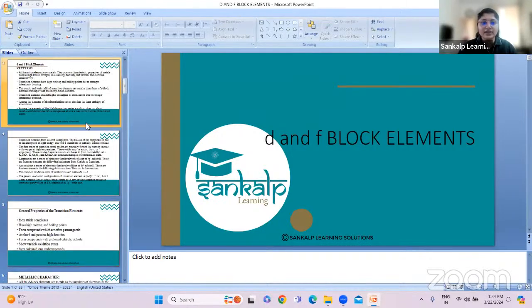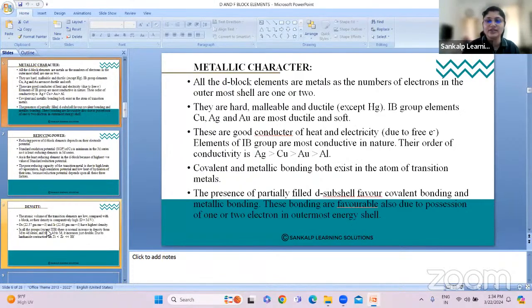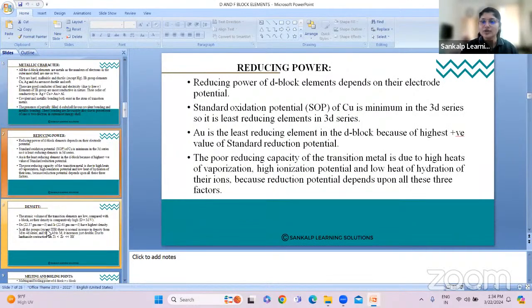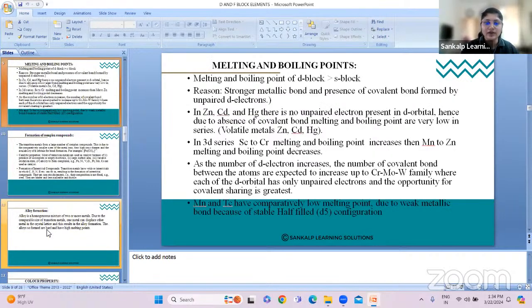Then we started with the key points. We have seen the general properties of transition elements, the different properties. We discussed the metallic character, then reducing power, then density. Today we are going to start with the melting and boiling point. So we had started with melting point.